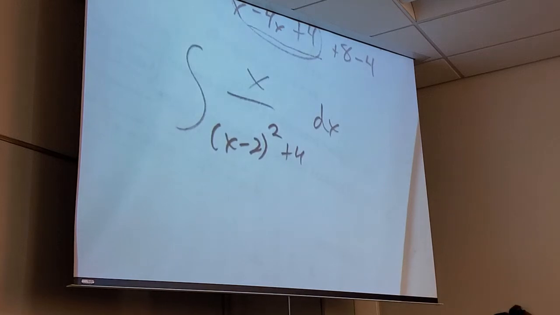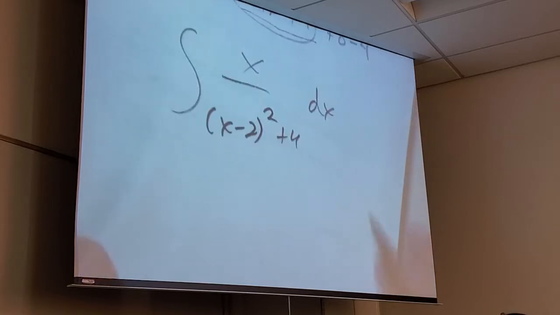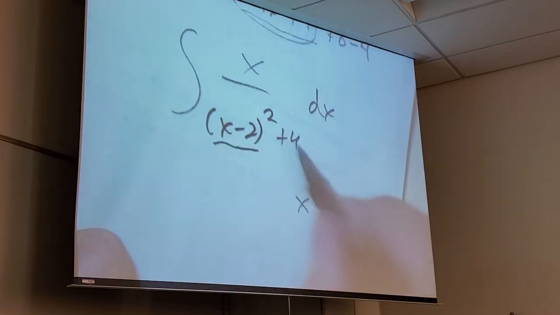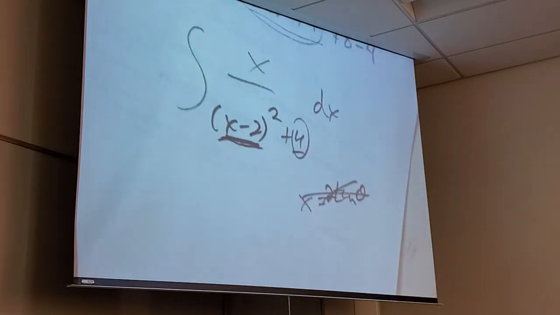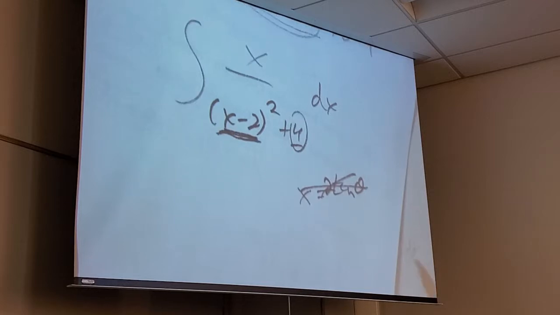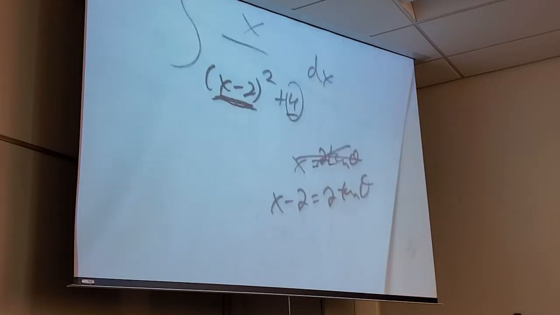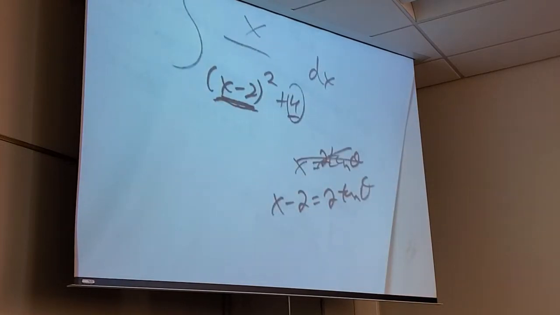So one thing you could do, there's two ways to do this. Normally we would say let x equal a trig function, right? In this case, what would I use? Trig function squared plus constant, what does that relate to? Plus tangent. So normally we say let x equal 2 tangent theta. But that's not what I have here. I have x minus 2. So I could say let x minus 2 equal 2 tangent theta. That's one way to do this.